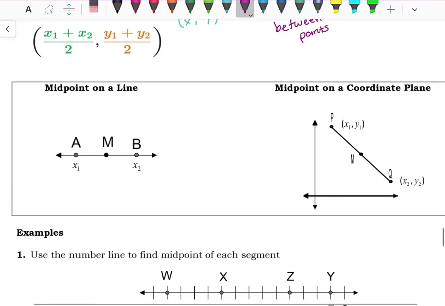Okay. So for a midpoint on a line, you could count it, or you can do x1 plus x2 divided by 2. That'll get you the midpoint. And then, of course, the same thing for the other one, and that'll give you an x and a y. And that's using the midpoint formula.